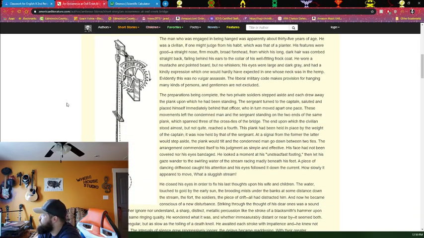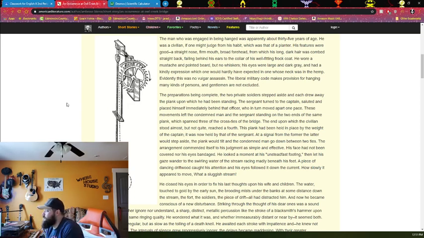The man who was engaged in being hanged was apparently about thirty-five years of age. He was a civilian, if one might judge from his habit, which was that of a planter. His features were good: straight nose, firm mouth, broad forehead, from which his long, dark hair was combed straight back, falling behind his ears to the collar of his well-fitting frock coat. He wore a mustache and pointed beard, but no whiskers. His eyes were large and dark gray, and had a kindly expression which one would hardly have expected in one whose neck was in the hemp. Evidently, this was no vulgar assassin. The liberal military code makes provision for hanging many kinds of persons, and gentlemen are not excluded.